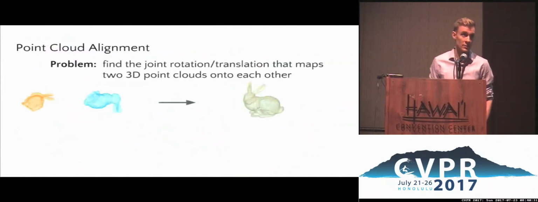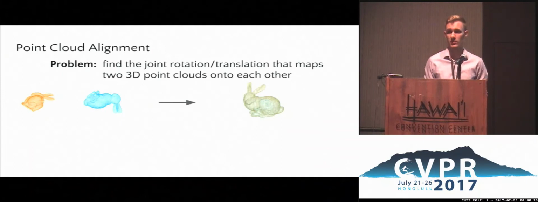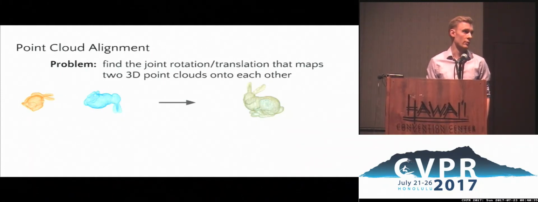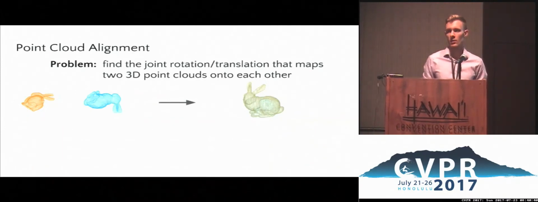In the 3D point cloud alignment problem, we have two scans of the same object taken from different viewpoints, and we want to find an unknown rotation and translation that aligns them. There are two major classes of solution to this problem.